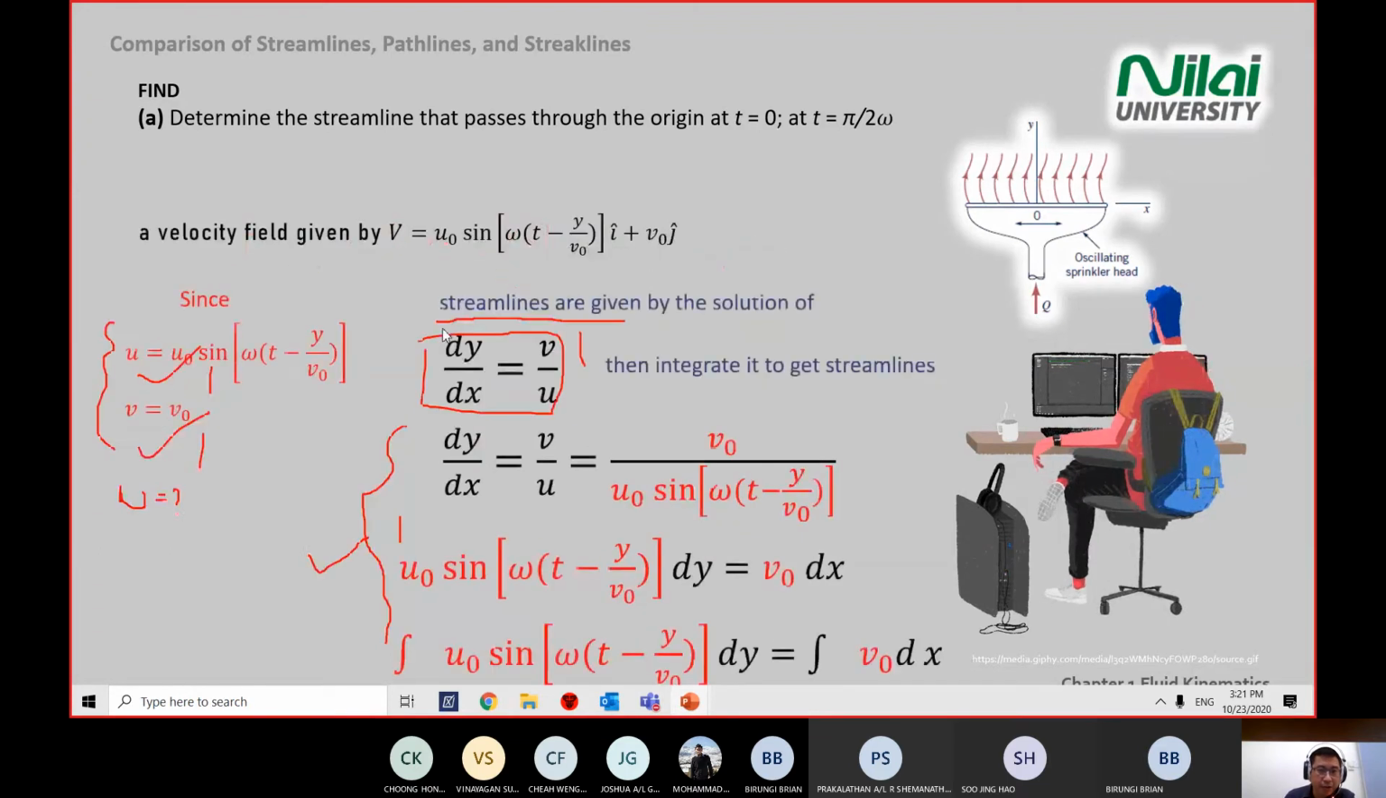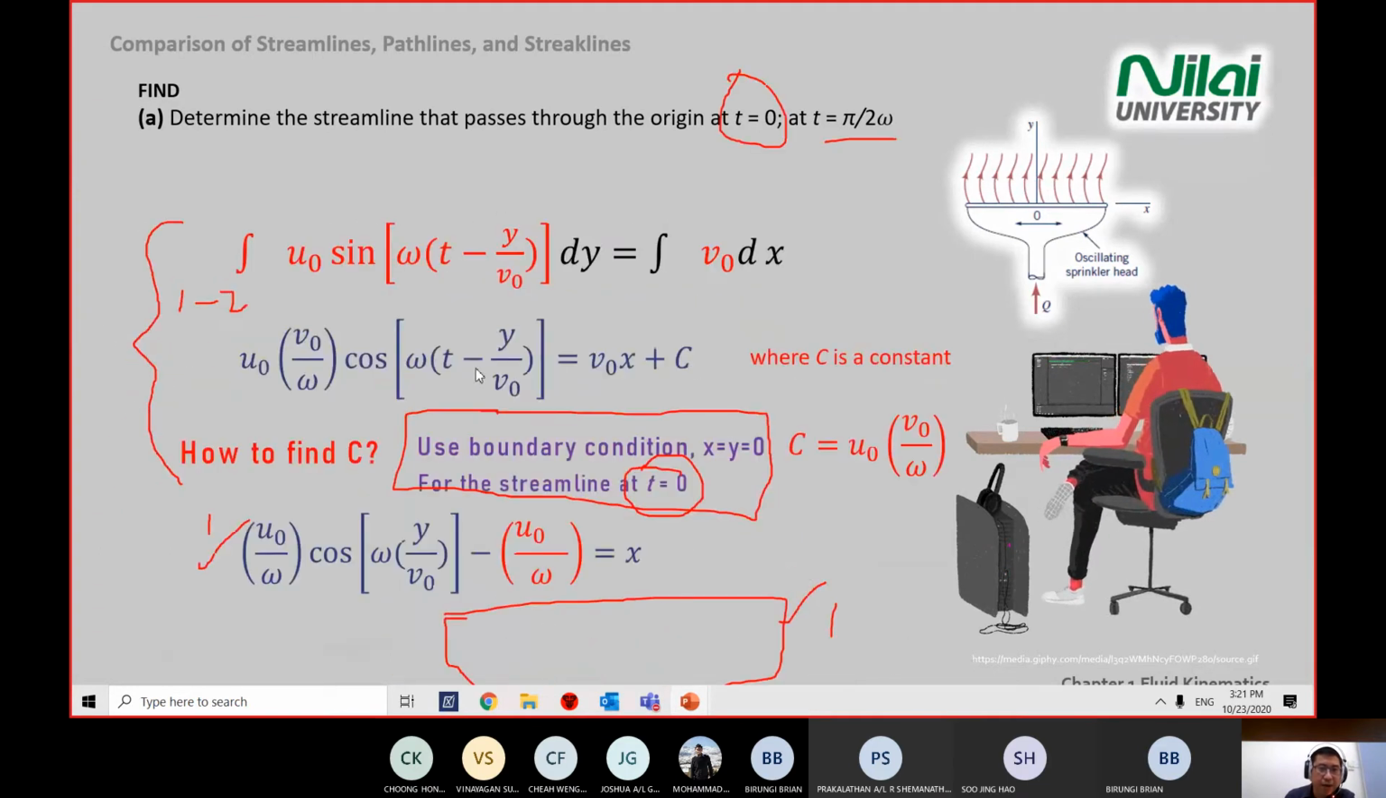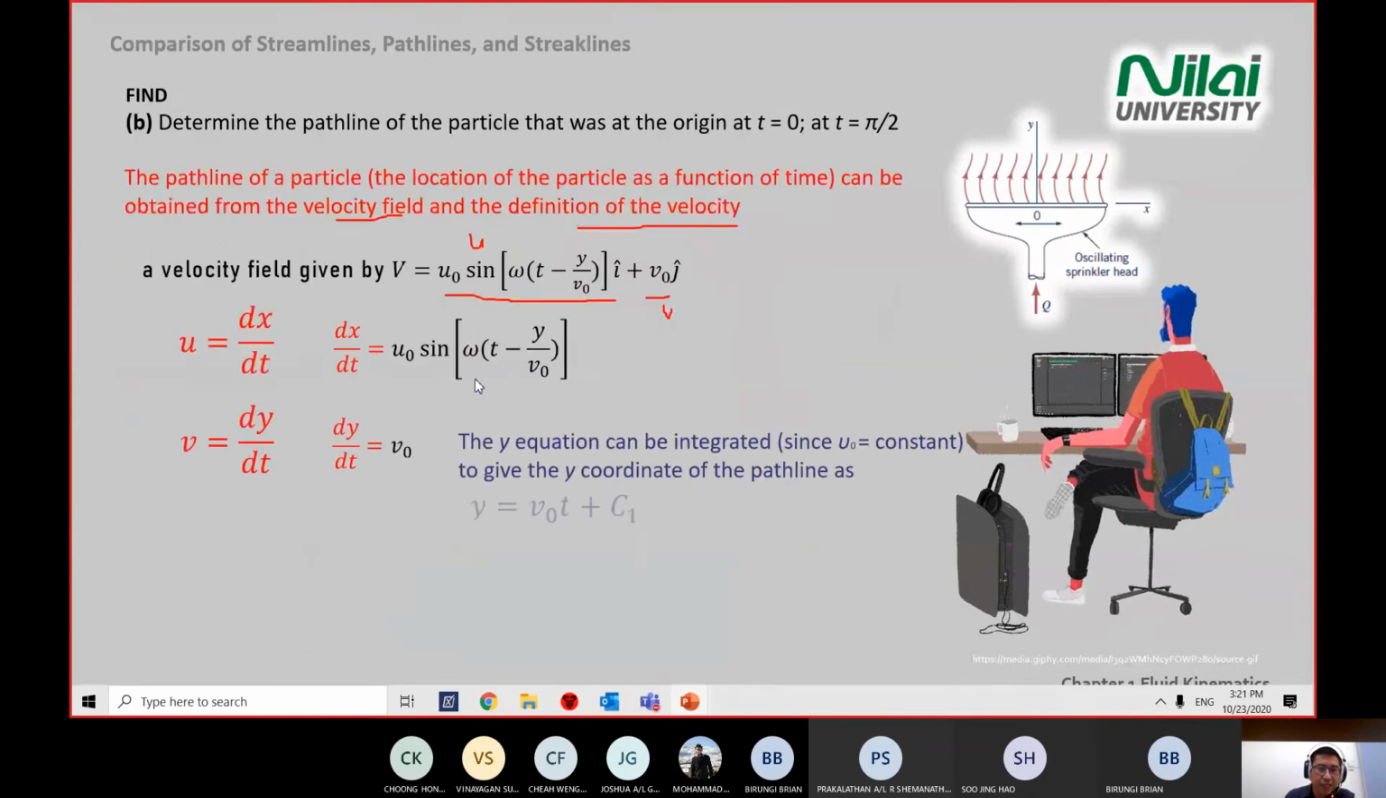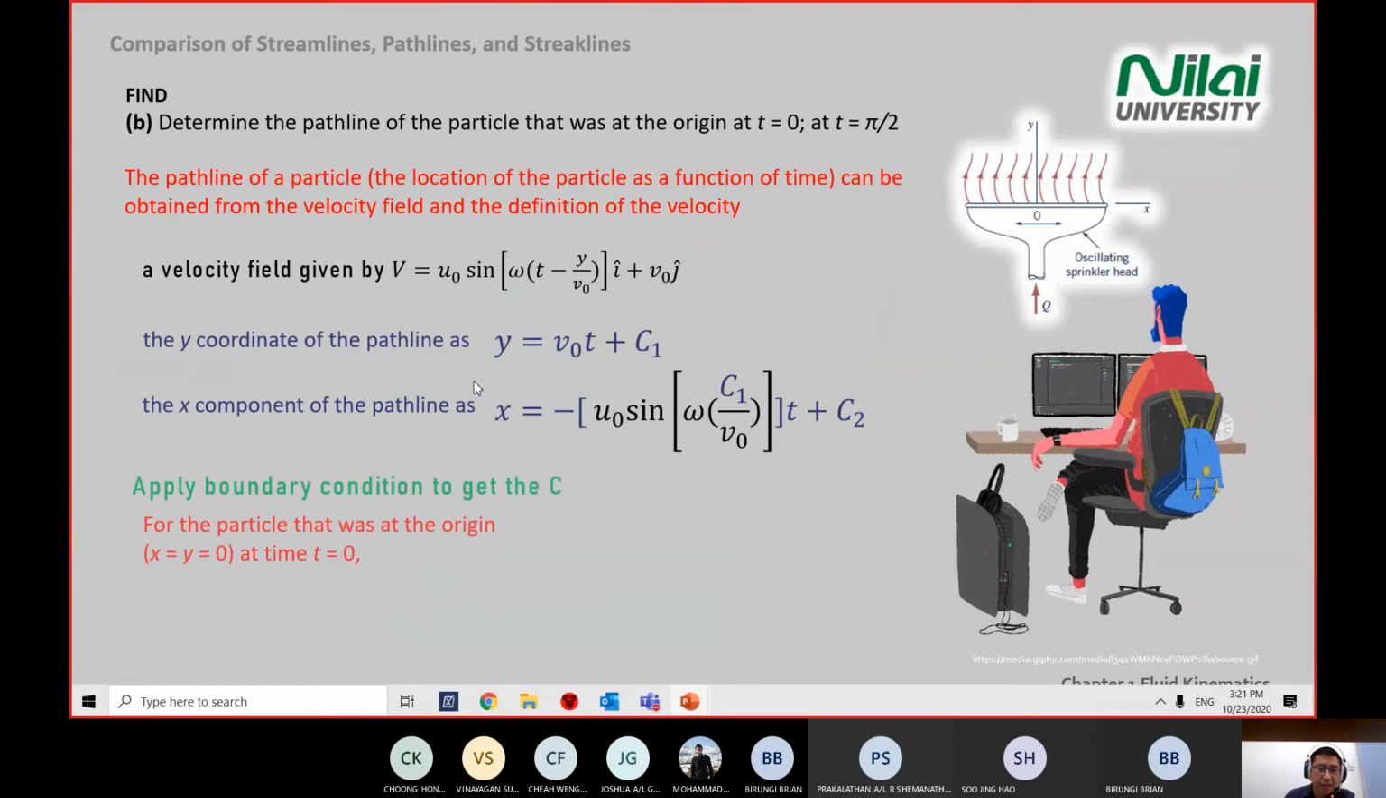Okay, we have clear streamline, how we do it, path line, how we do it already. Okay, we do for the path line, t equal to 0. We need to clear one more. T equal to pi divided by 2 for section B. Do the same procedure, only change the boundary condition. So now you change the boundary condition, t equal to pi divided by 2. Substitute inside there.